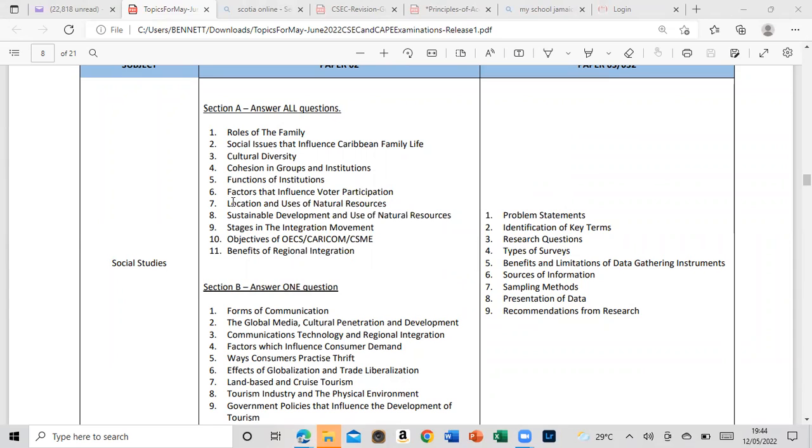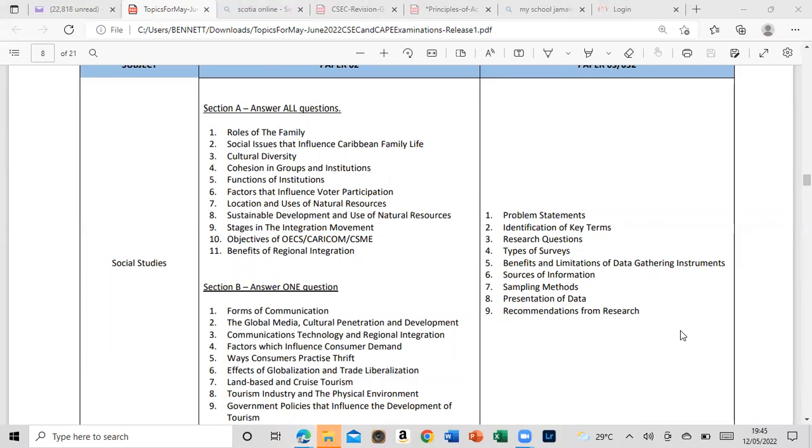Sustainable development and use of natural resources, stages in integration, movement, objects of OECS, CARICOM, and CSME. All right, and benefits of regional integration. Already, I have a number of past papers. You guys definitely need to check this out.